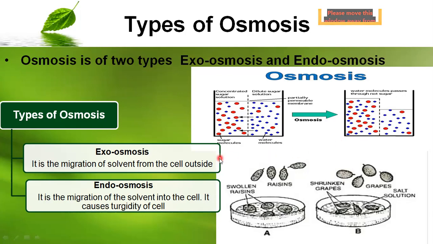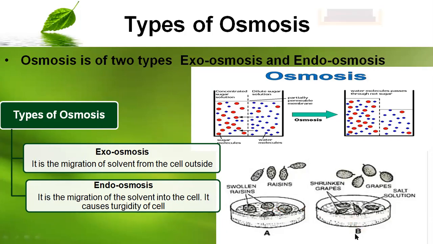Now see the types of osmosis. Exosmosis is the migration of solvent from inside the cell to outside, and endosmosis is the migration of solvent into the cell. It causes turgidity of the cell, and exosmosis causes flaccidity of the cell, meaning shrinkage of the cell. See, this is the first diagram where the resin will swell and become turgid after absorption of water. So water will enter into the cell. So this is endosmosis.